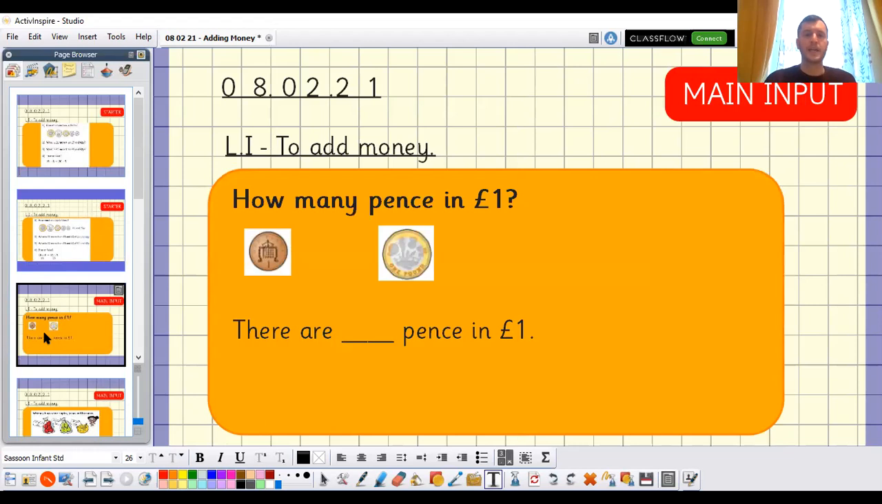As I said, we're going to look at adding money today. And something we're going to recap on lots and lots this week is how many pence in £1, because that's going to help us with lots of our learning. So can you fill in my speaking frame? There are blank pence in £1. Well done. If you said there are 100 pence in £1, that is correct, and that's going to help us with lots of our learning this week.